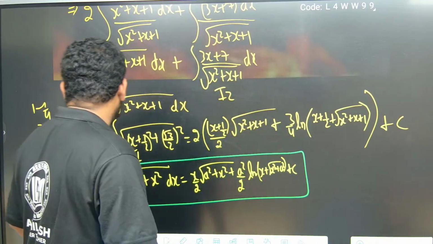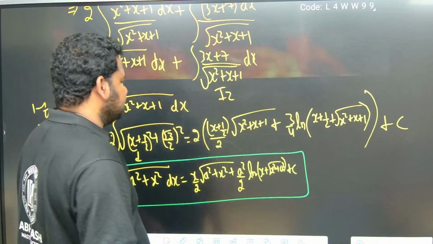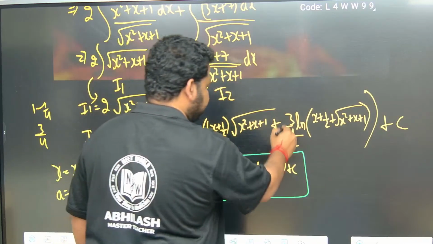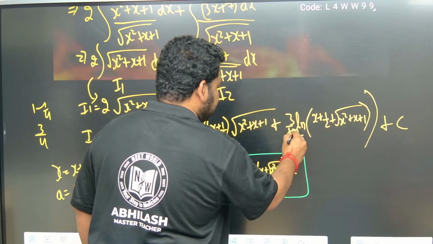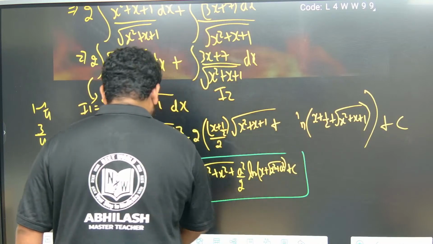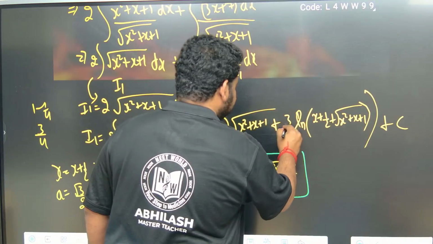So this is a²/2, no? So a² by 2 means 3/4 by 2. Careful here. This will become equal to 3/8, nothing but that will become equal to 3/2.